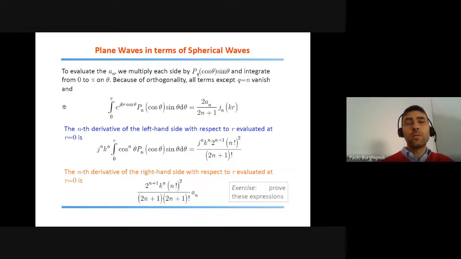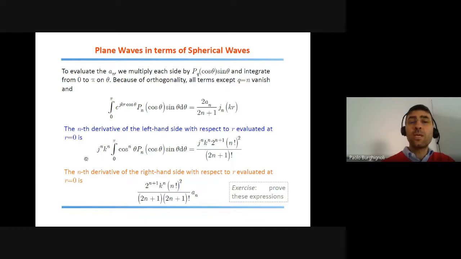We could differentiate the left-hand side with respect to the radial coordinate r, and then evaluate the result when r is equal to 0. If you do so, you would discover that inside the integral, a factor of cosine theta to the nth power pops out, and the result of this integral can be evaluated, as you can see here, in terms of these factorials and of these powers.